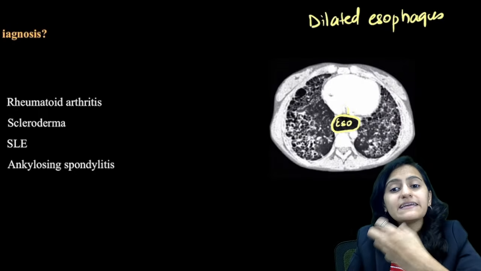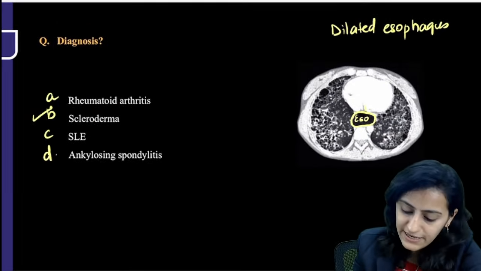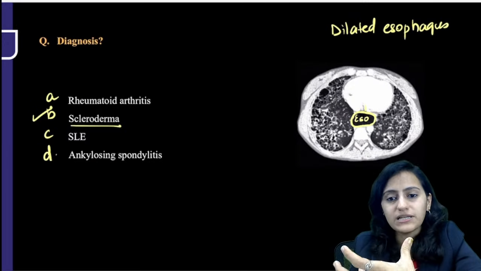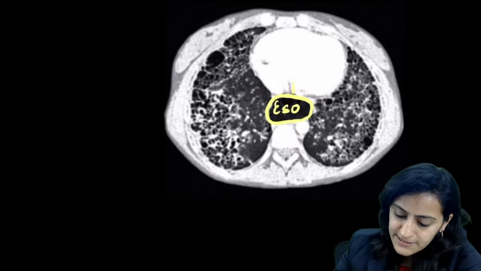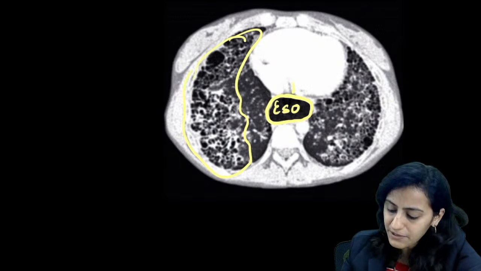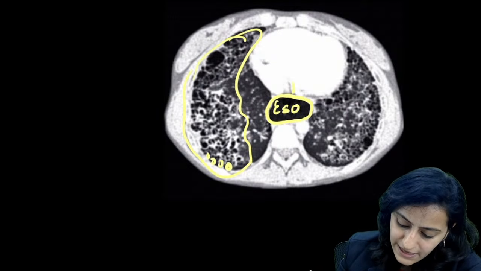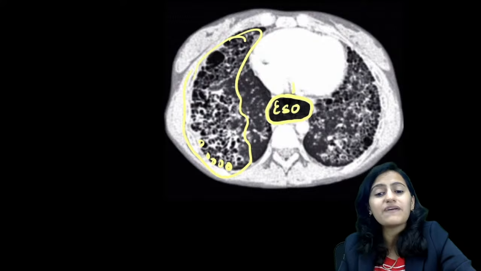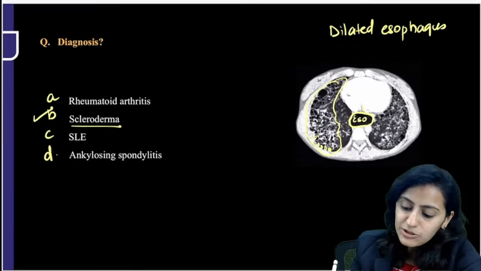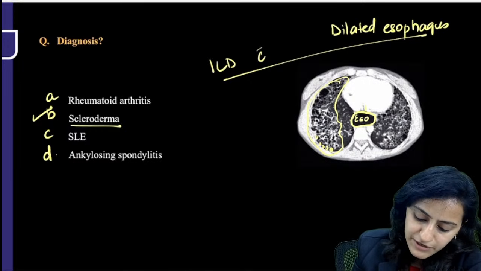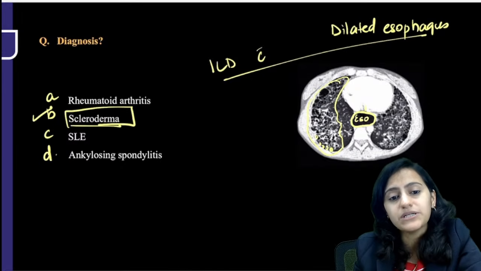And in which of these conditions do you have esophageal enlargement? Scleroderma, right? That is esophageal dysmotility. So dilated esophagus with this appearance here, that is the honeycombing like appearance. There are these multiple air filled cysts stacked one upon the other, suggestive of ILD pattern, right? So the interstitial lung disease with dilated esophagus, we should think about scleroderma.